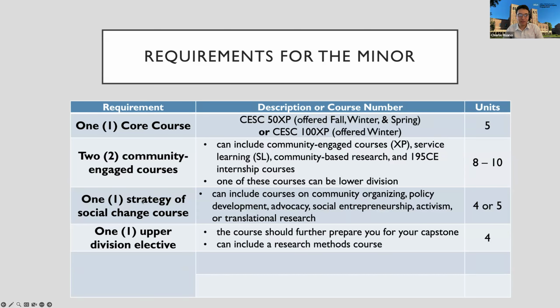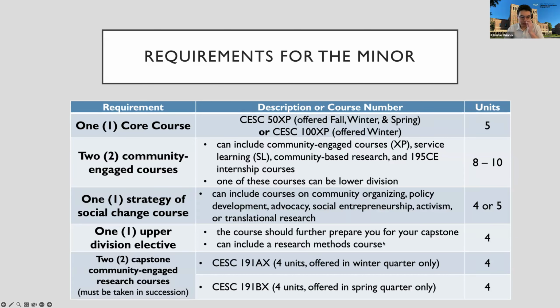Many students end up taking the strategy of social change course. They really like the courses that are offered, so they already completed one. So the second one would just become their upper division elective requirement. 1, 2, 3, 4, 5. So the last two are kind of 2-in-1.